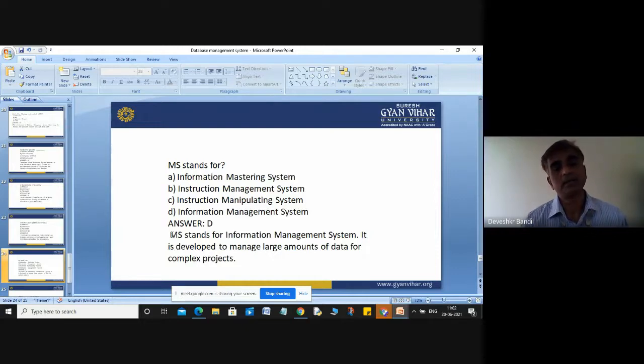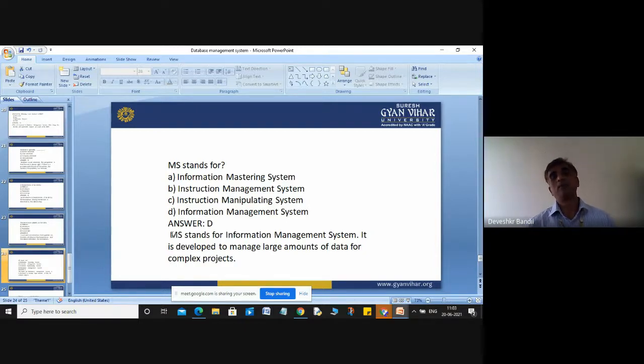And the MS in DBMS stands for: information mastering system, instruction management system, instruction manipulating system, or information management system. Obviously, your MS stands for information management system. It is developed to manage large amounts of data for complex projects. That is the basic purpose of your DBMS.